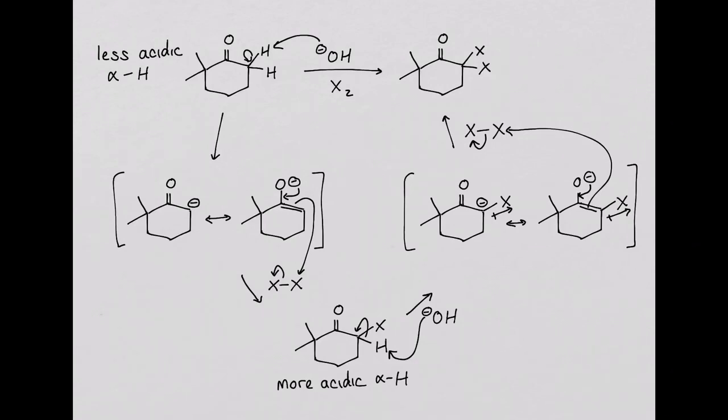For example, in this particular molecule, it would be impossible to isolate the monohalogenated ketone. The second step of this reaction, the dihalogenation process, happens more quickly than the monohalogenation, and we can only obtain the dihalogenated ketone product.